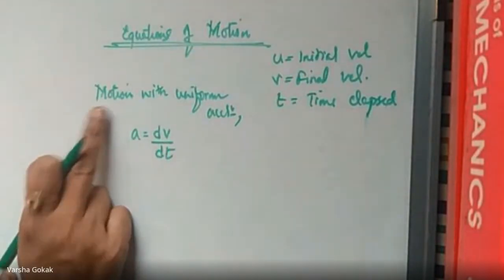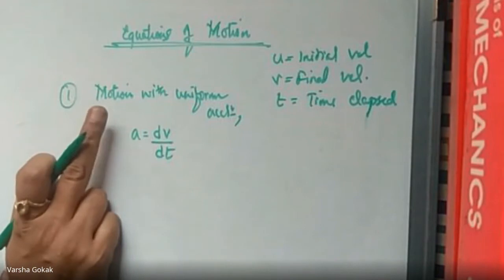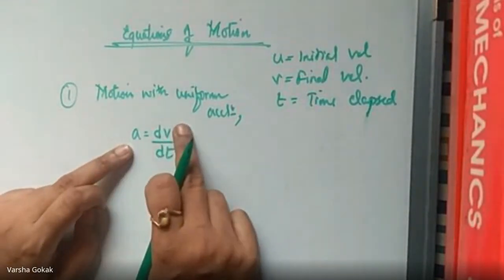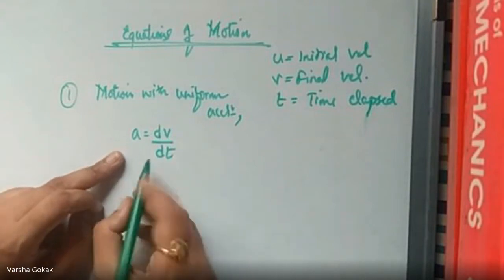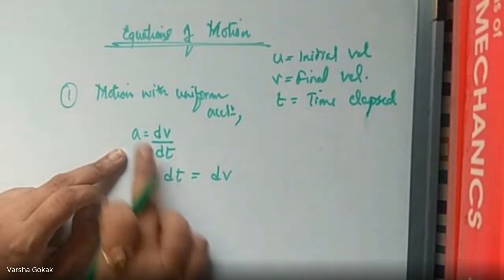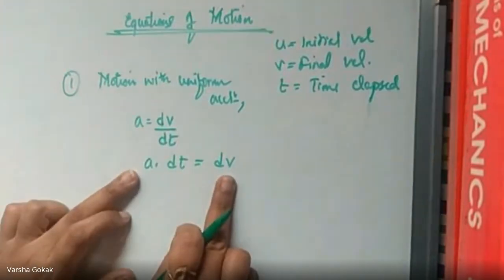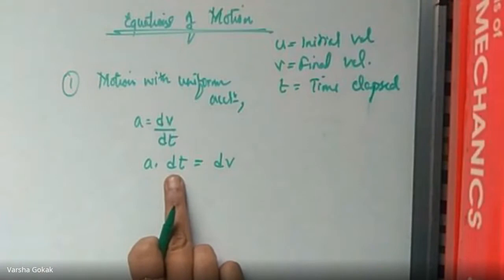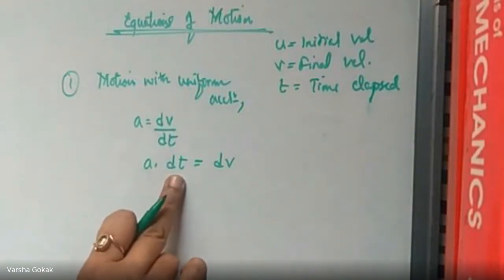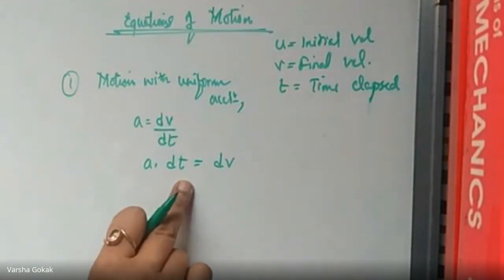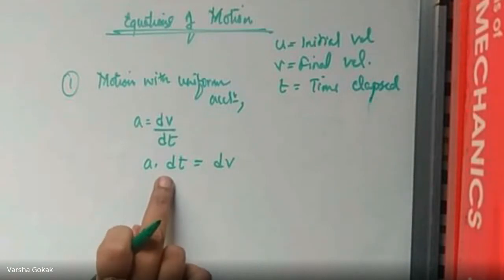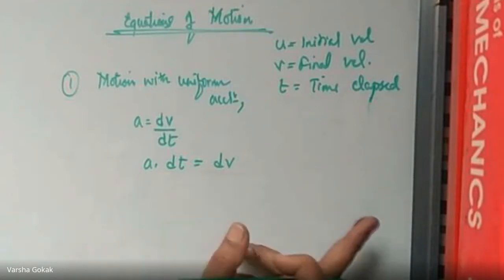And I'm writing the first equation with respect to the motion with uniform acceleration. So acceleration, let us define, is the rate of change of velocity with respect to time. Cross multiply. a into dt will be equal to dv. Right? dt goes on top and dv comes at the other side. Now, if I want to remove this differential, what do we do to the equation? We have to integrate it with the limits. If I integrate with limits, then the d will go. So let us do that.